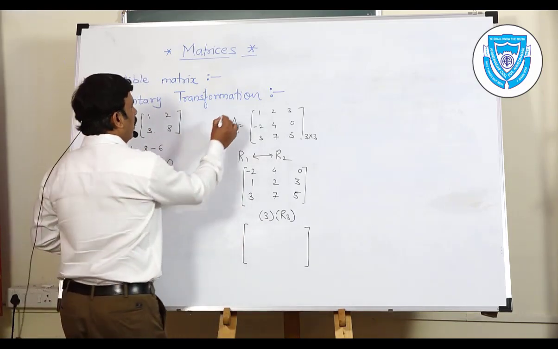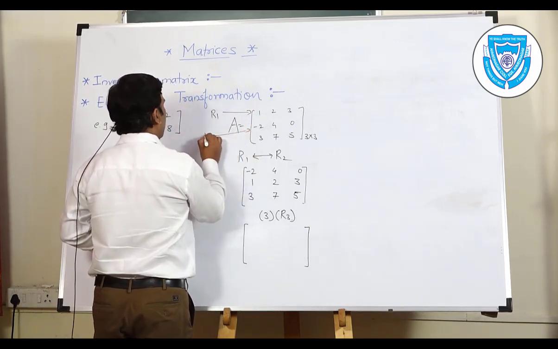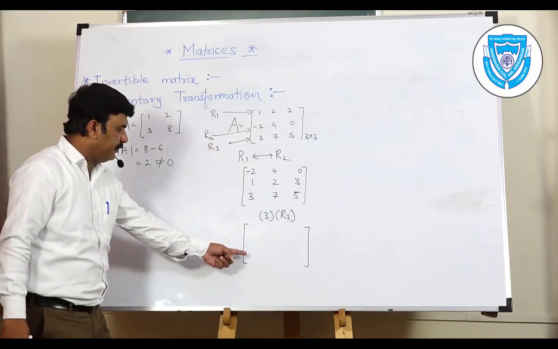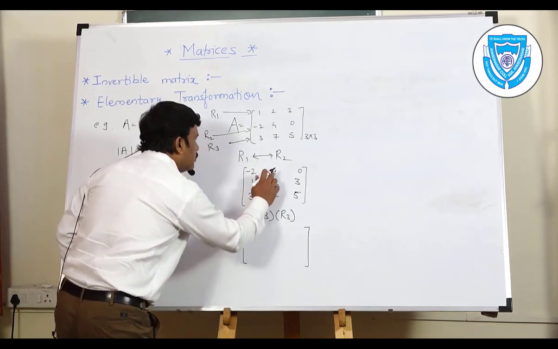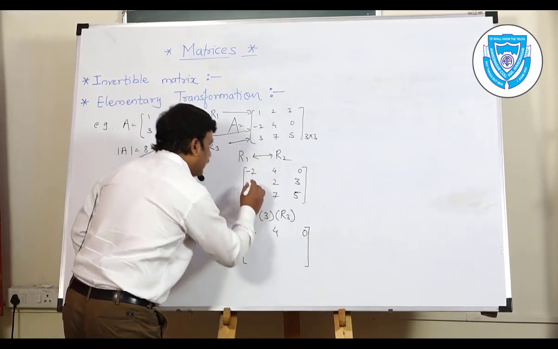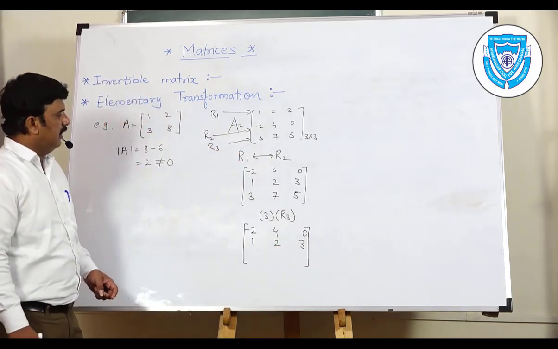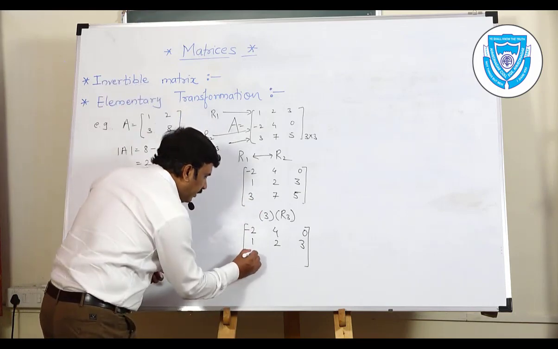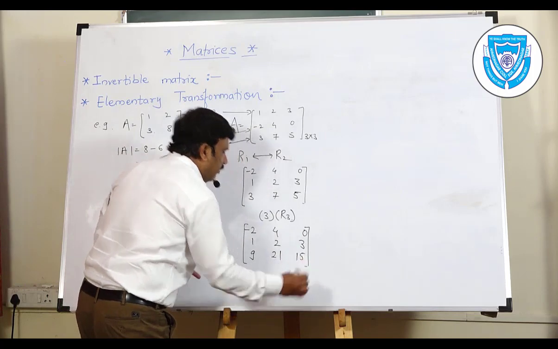Let me tell you how we count the rows. This is R1, this is R2 and this is R3. And as I told you, we are performing the operation on the third row. It means the first row will remain as it is. The first row is -2, 4, 0. The second row is 1, 2, 3. And only the third row will change. The elements of the third row are 3 3s are 9, 7 3s are 21 and 5 3s are 15.